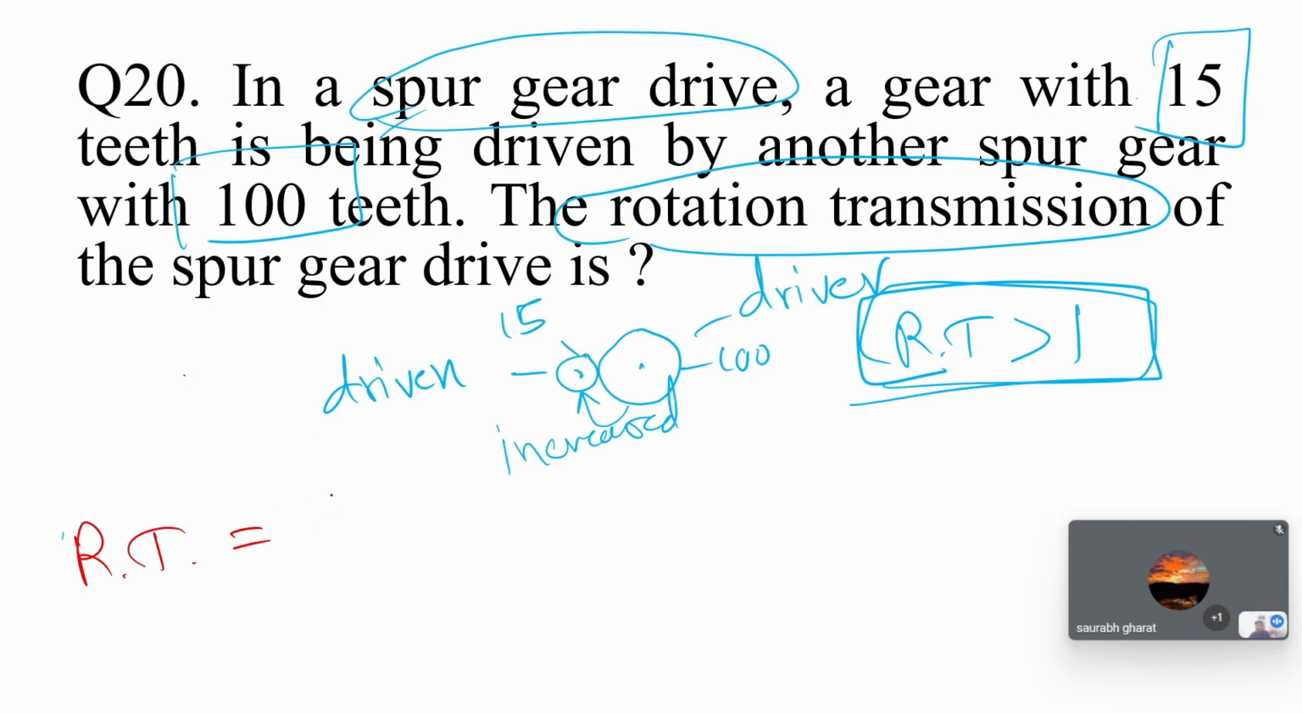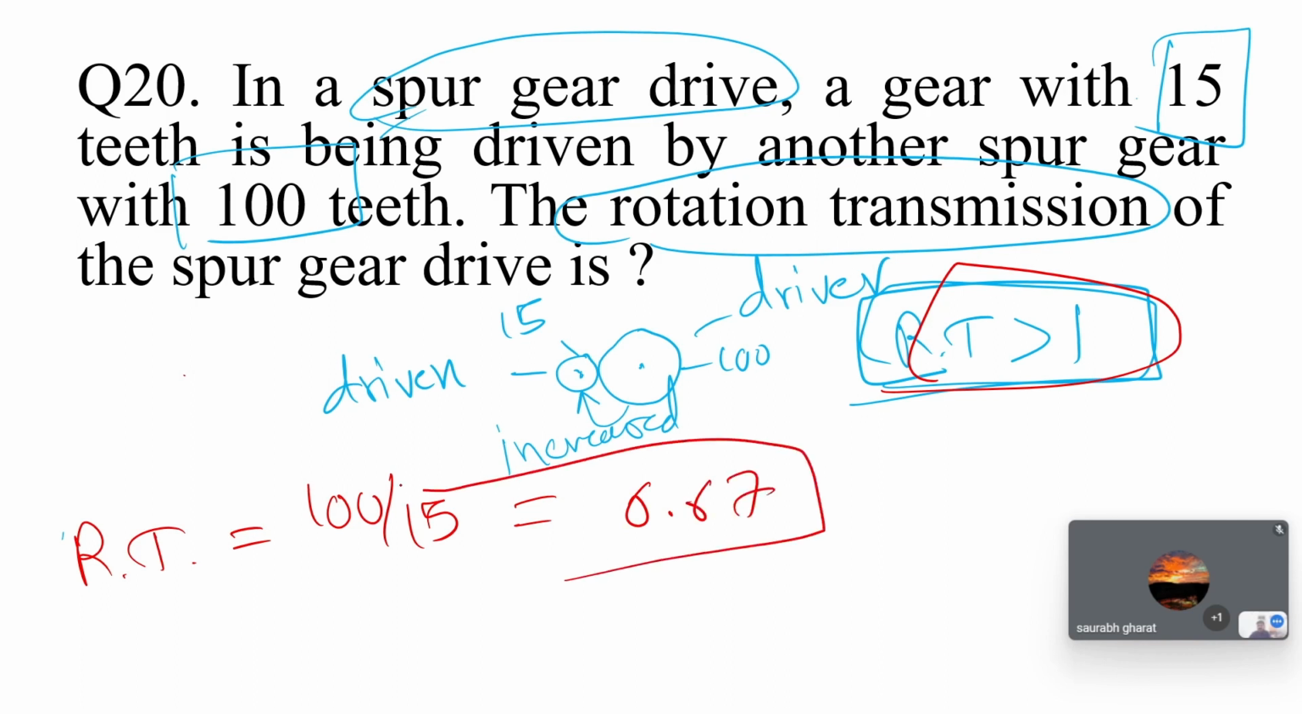You know this part. This is your driver. I told you it must be more than one. So this is the only way we can get more than one, and that answer goes up to 6.67. This must be in recurring form, but this is 6.67. So your answer is 6.67.